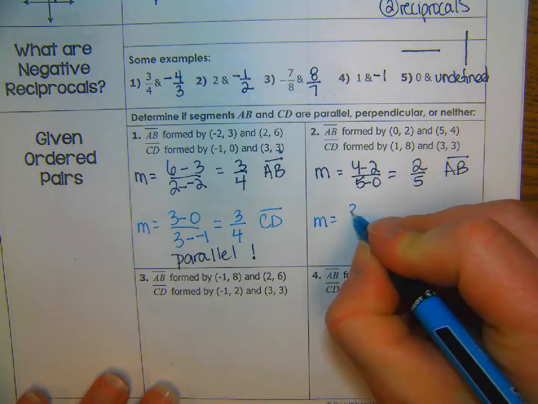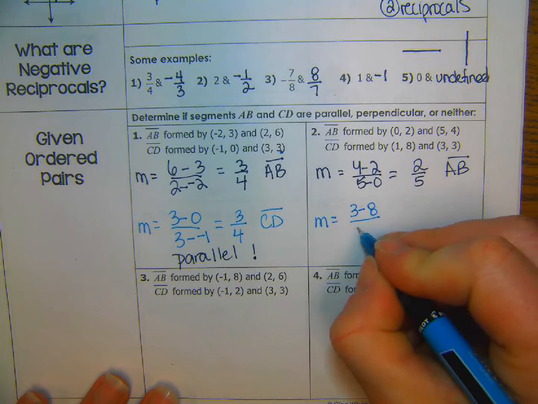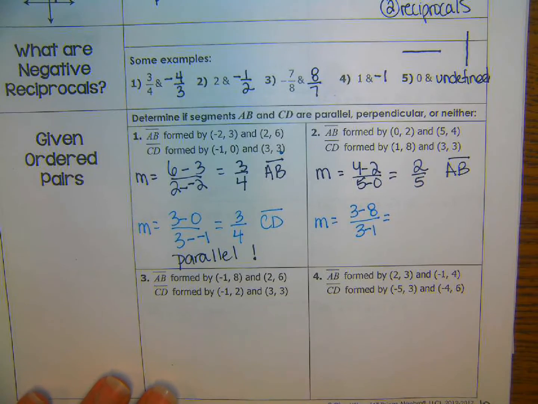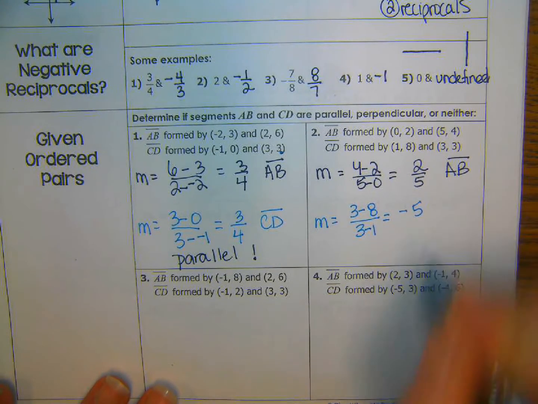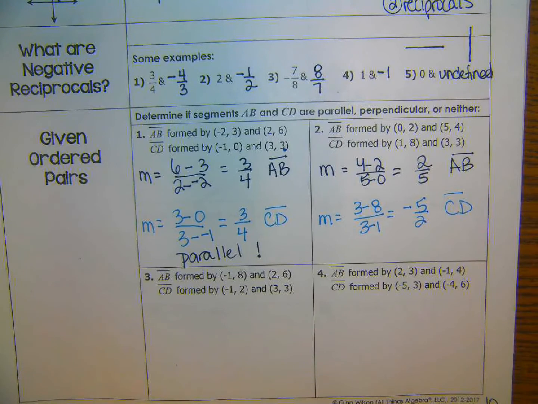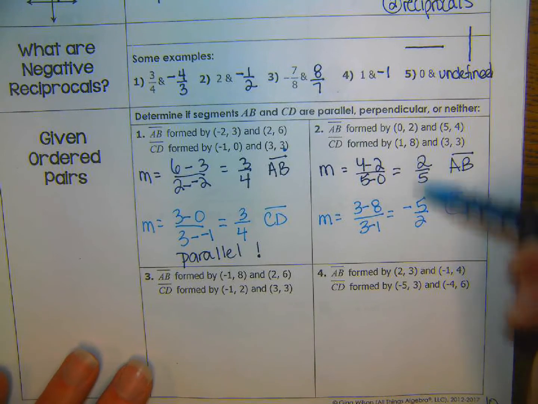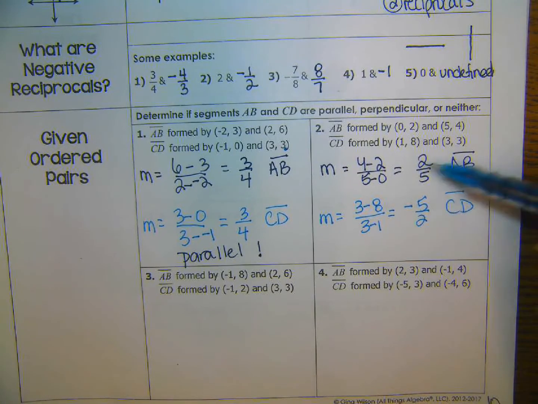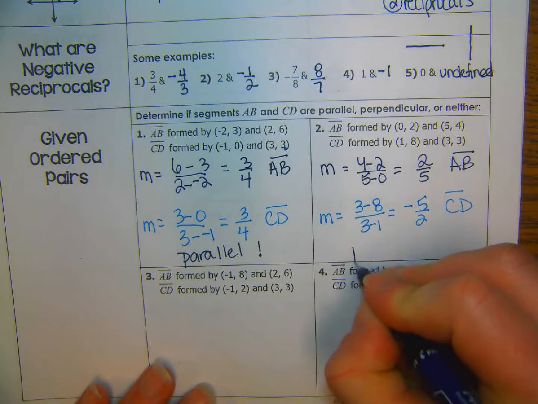All right, 3 minus 8, 3 minus 1. What do we get on top? Negative 5 over 2. Definitely not the same slope, right? Are they negative reciprocals or opposite reciprocals? Well, let's check the sign. Is one positive and one negative? Yes. So that part. Are they reciprocals of each other? Yes. And if you multiply them together, you would get negative 1. That's another way you can tell. Okay? These are perpendicular.